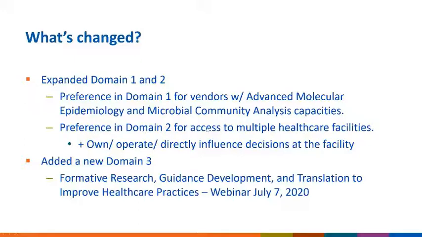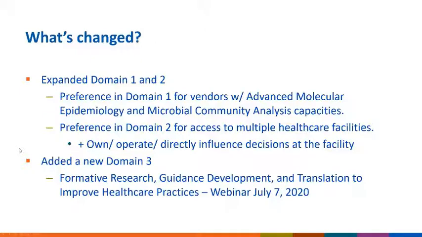So in our expansion of domains 1 and 2, now there is a preference in domain 1 for vendors with advanced molecular epidemiology and microbial community analysis capacities. I think in 2016, this was somewhat of a rare capacity for a lab to have, but now many academic research centers have labs with this capacity. So now it's a preference in domain 1. It is also a preference in domain 2 to have access to multiple healthcare facilities. Before it was separated by acute care, long-term care, and dialysis centers, but now the preference is to own, operate, or directly influence the decisions at multiple healthcare facilities.